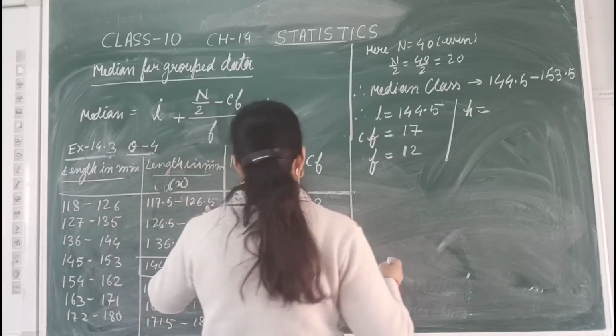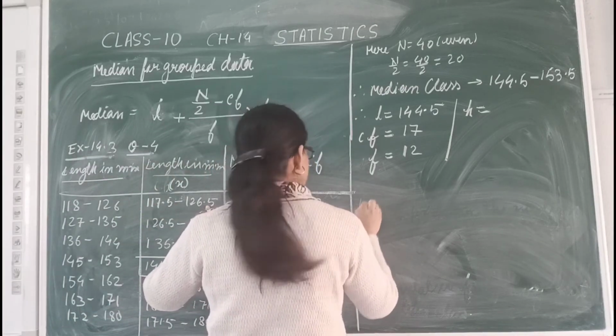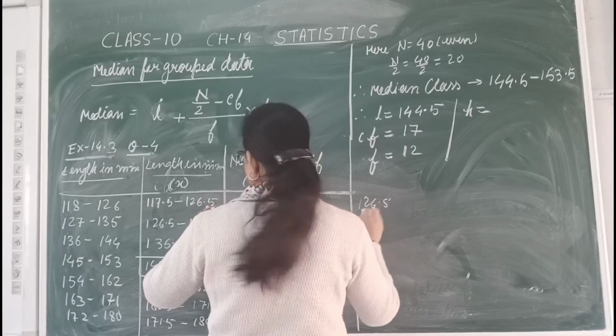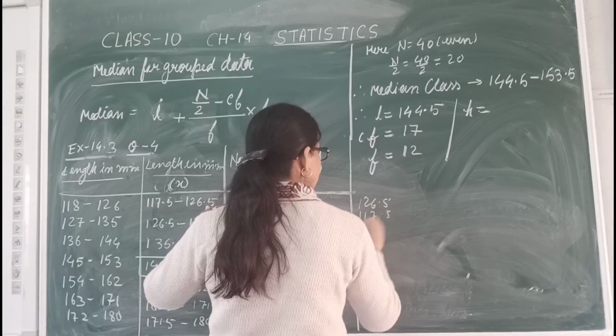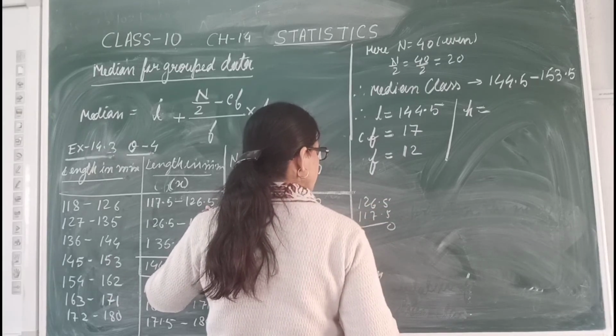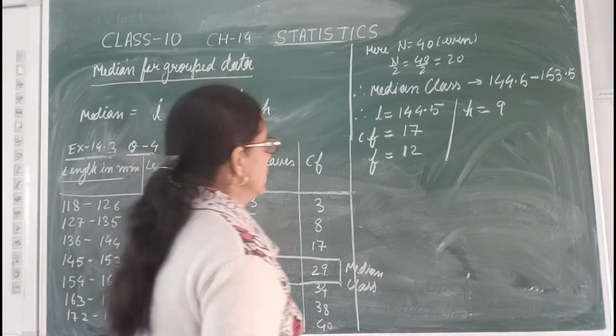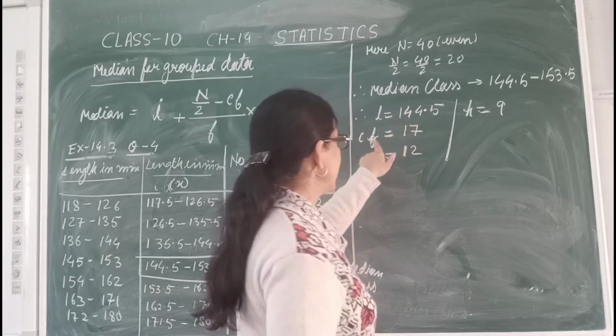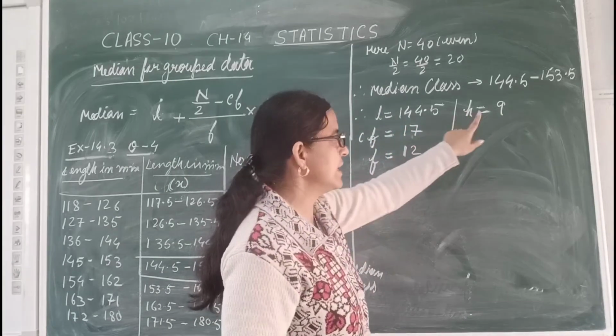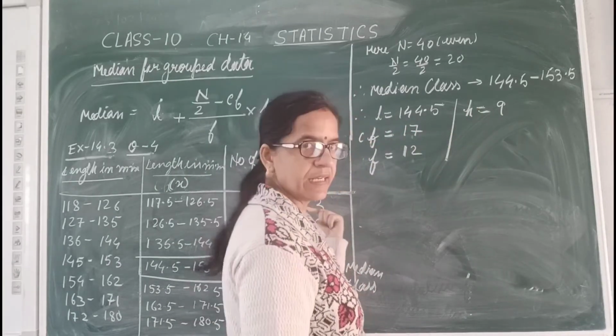I think 9. Let us subtract and find out: 126.5 minus 117.5. Yes, 9. So H is 9. L is 144.5, CF is 17, F is 12 and H is 9. So let us substitute the values directly in the formula.